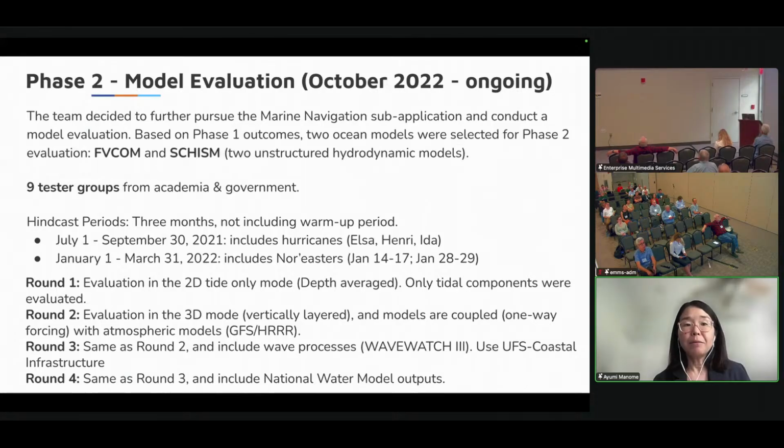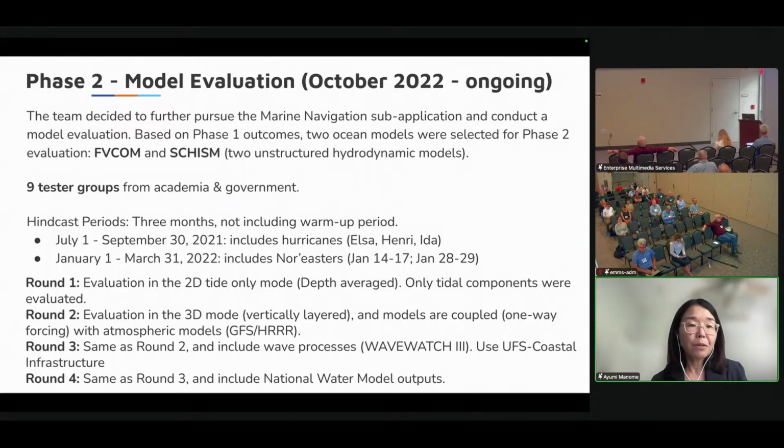We are currently in phase 2, which is about actual model evaluation. The team decided to further pursue the marine navigation sub-application for this phase 2 model evaluation. Based on phase 1 outcomes, 2 ocean models were selected, FVCOM and SCHISM. They are both unstructured mesh hydrodynamic models.